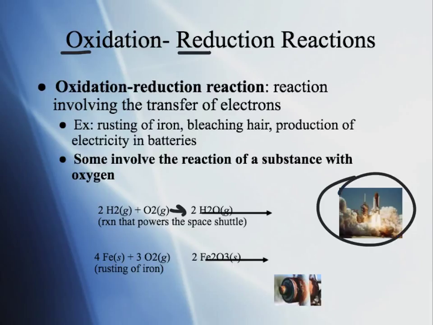And here is another one where oxygen is involved with a chemical reaction of iron, and this is rusting of iron. So iron plus oxygen makes iron oxide. All right, so we can see rusting right there. These are examples of redox reactions, or oxidation reduction reactions, and we're going to go more in depth with them, but near the end of the semester.